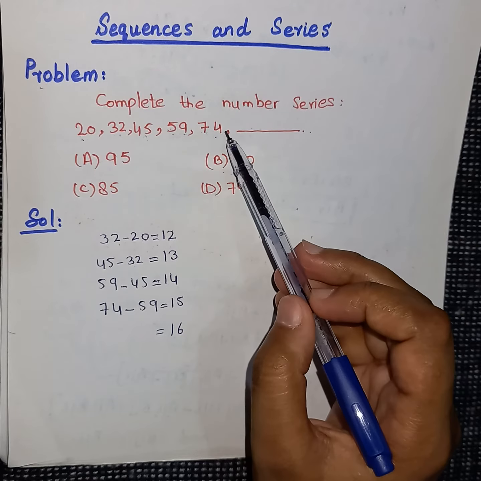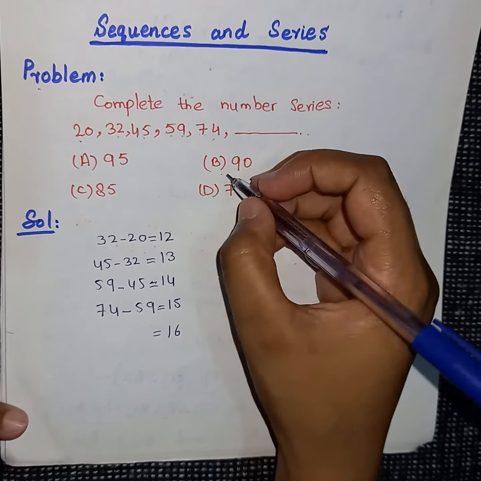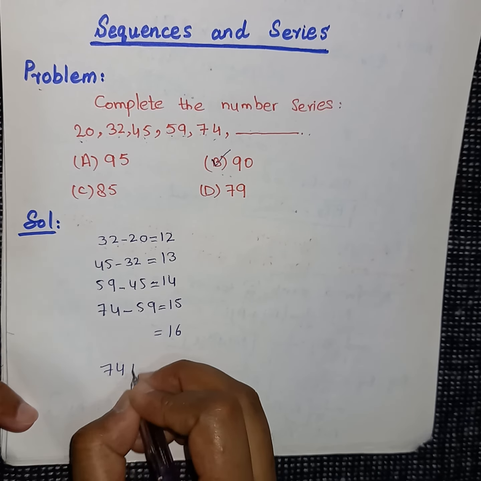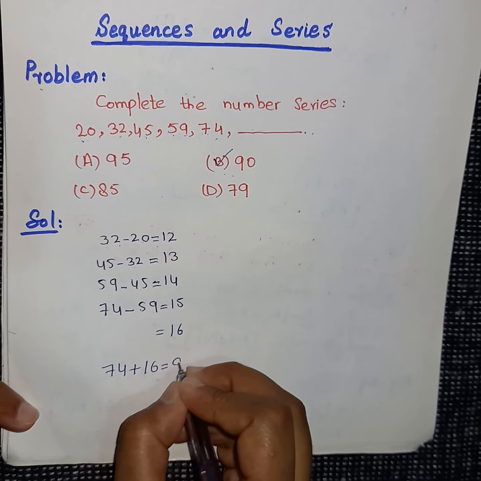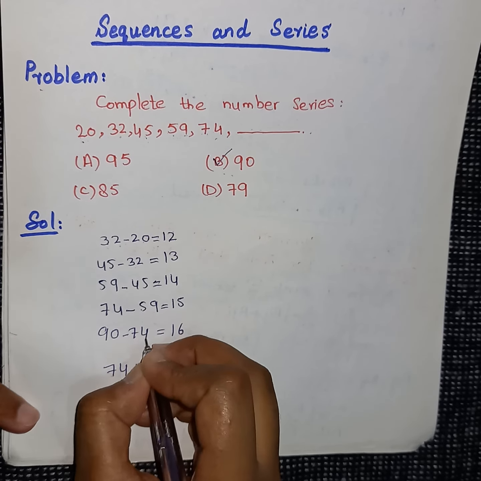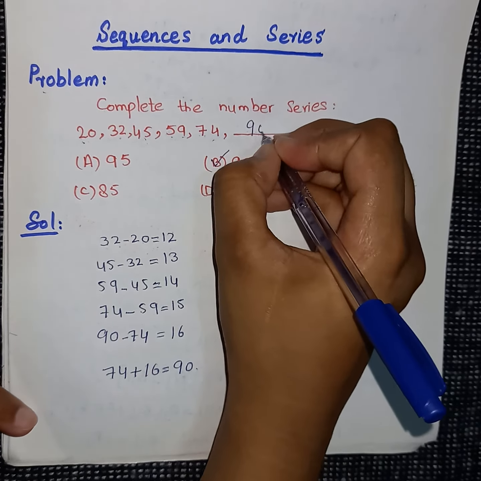So 74 plus 16 is equal to 90. So 90 is the correct option. That is, 74 plus 16 is equal to 90, so the term will be 90, and this is our required answer.